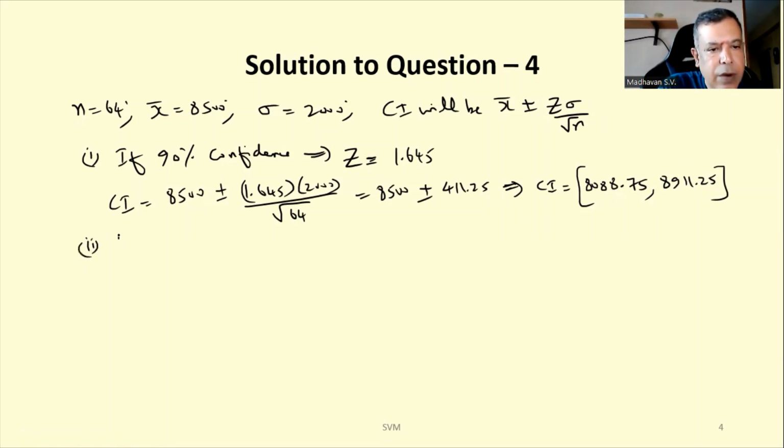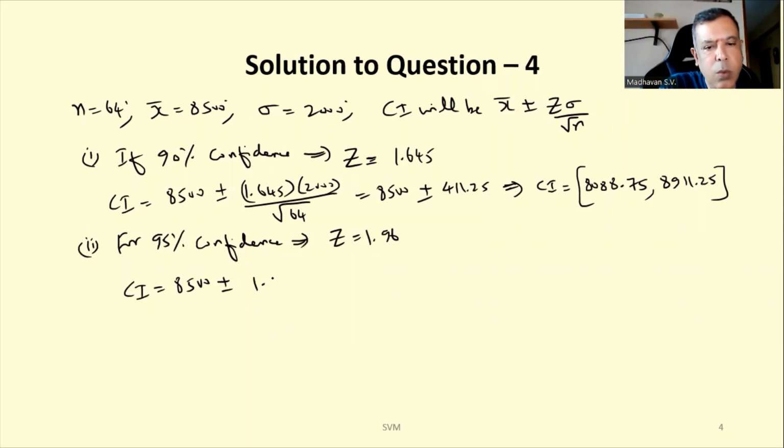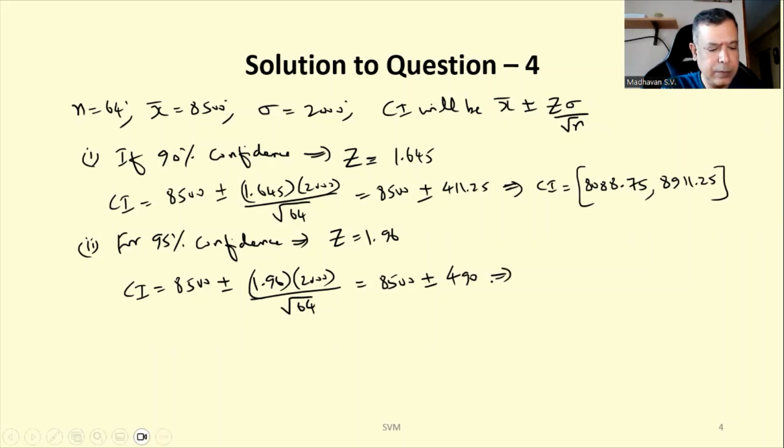Next, for a 95% confidence, we already saw in the previous problem that the z value will be 1.96. So our confidence interval will be 8,500 plus or minus 1.96 times 2000 divided by square root of 64. If we evaluate that, we will get 8,500 plus or minus 490, which means our lower limit will be 8010 and the upper limit will be 8990.